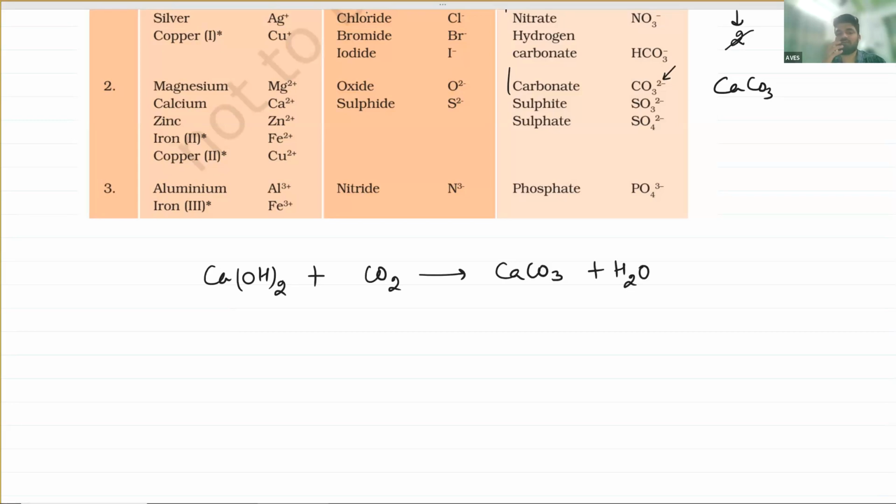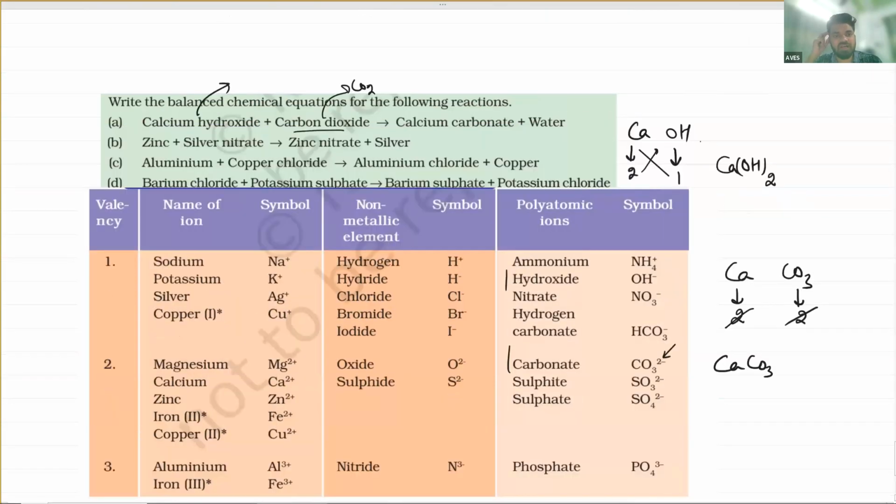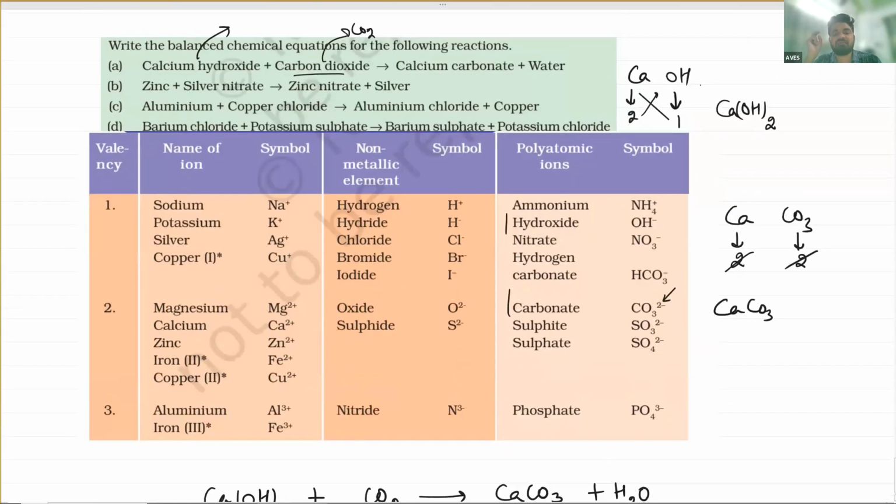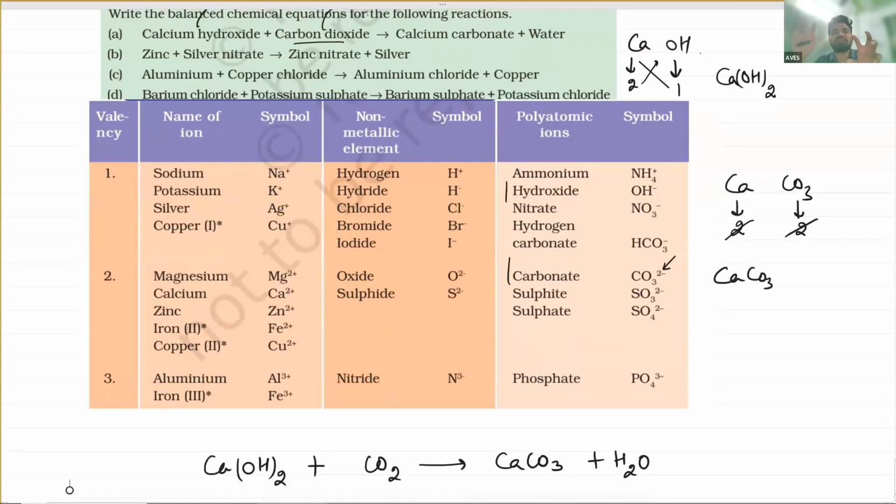So this is the way that you are going to write the word equation with the help of this chart. Next, zinc when it reacts with silver nitrate. When there are metals and non-metals, what are non-metals? Tell me first, what are metals and what are non-metals?